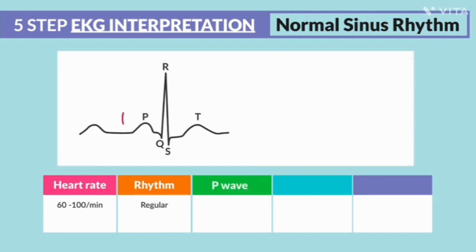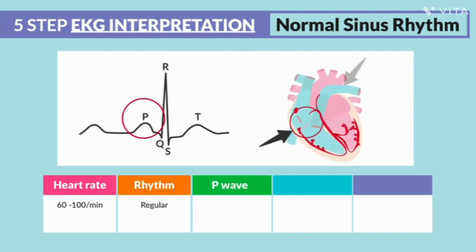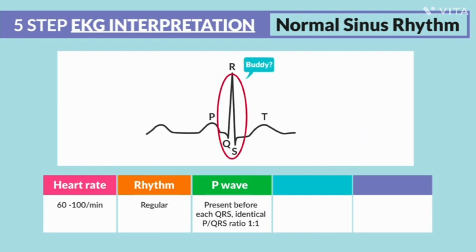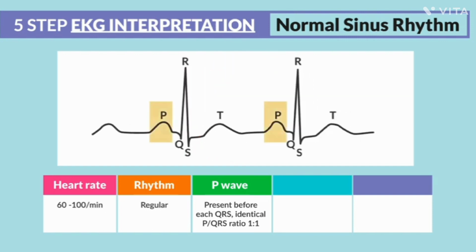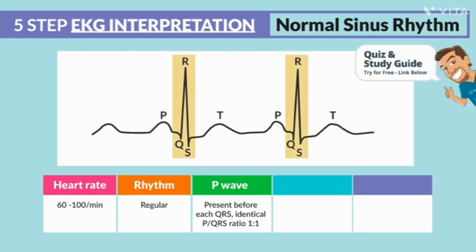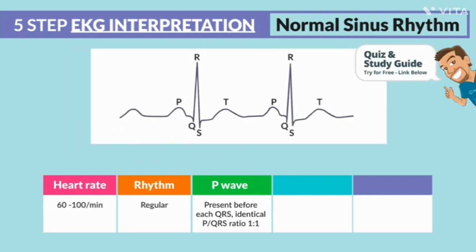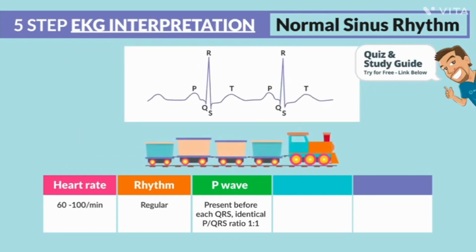Step number 3 is the P wave, which is the atria contracting. So is it present? And does it have a buddy? Or is it married to the QRS there? We need one P wave with every QRS every single time. It's kind of like the buddy system. Or I call these choo-choo trains. You have a little lump with a big lump.